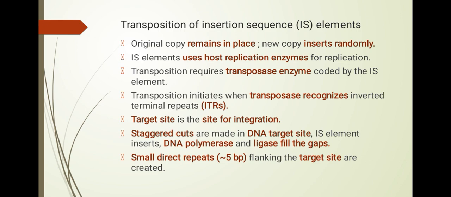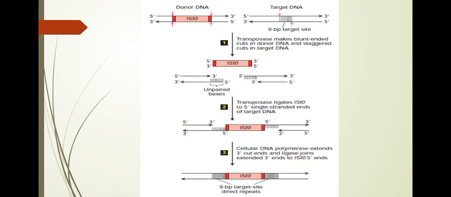The target site is the site for integration. Staggered cuts are made in the DNA target site. The IS element inserts, and DNA polymerase and ligase fill the gaps. Small direct repeats of about 5 bp flanking the target site are created.